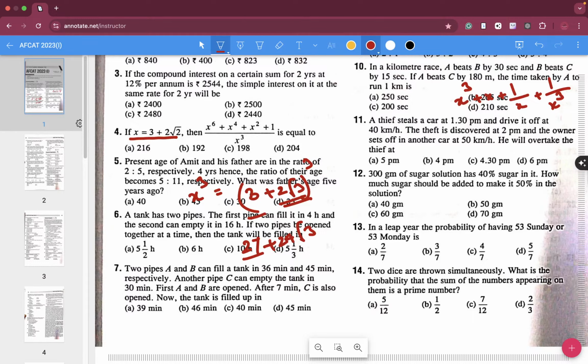Okay, so this is a cube plus b cube plus 3ab into a plus b, right? This is what you have. I'm just solving for x cube, right? So this is 24 plus 24 root 3.